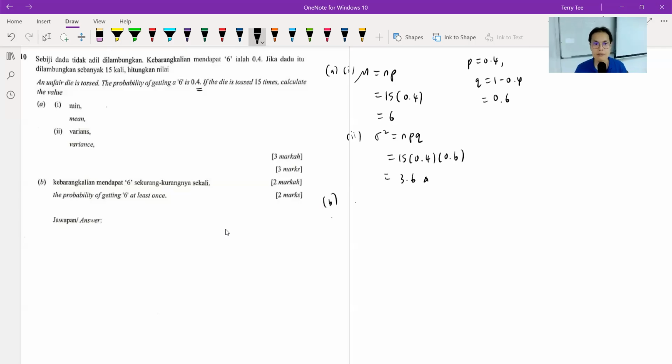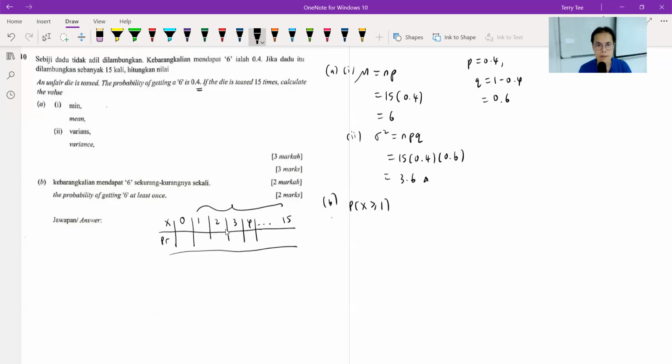Find the probability of getting 6 at least once. So for me, at least once, the easiest way is to use 1 minus none. So picture this. If X represents the number of times you're getting 6, and this is a probability, when you toss it 15 times, you can get 6 0 times, once, 2, 3 times, 4 times, all the way until 15. But it's going to be crazy if you try to calculate 1 to 15.